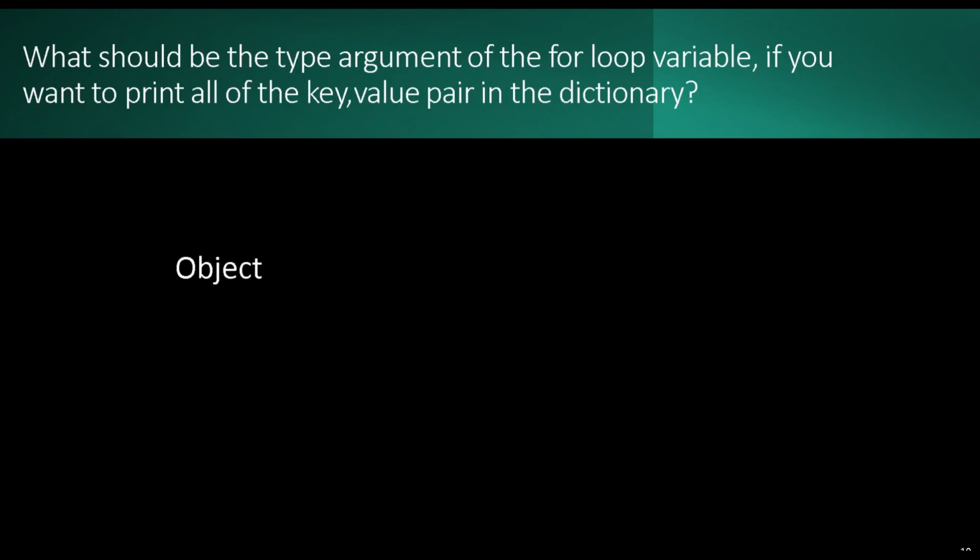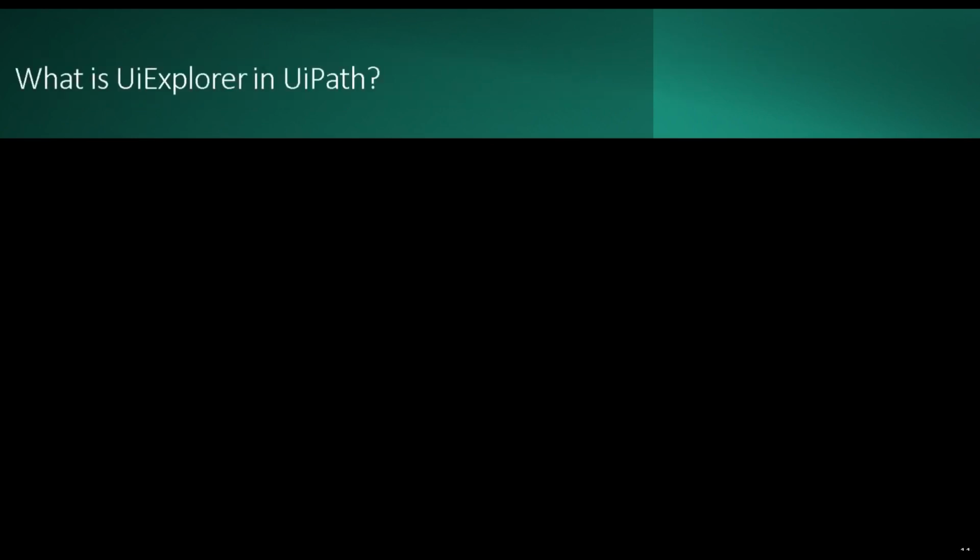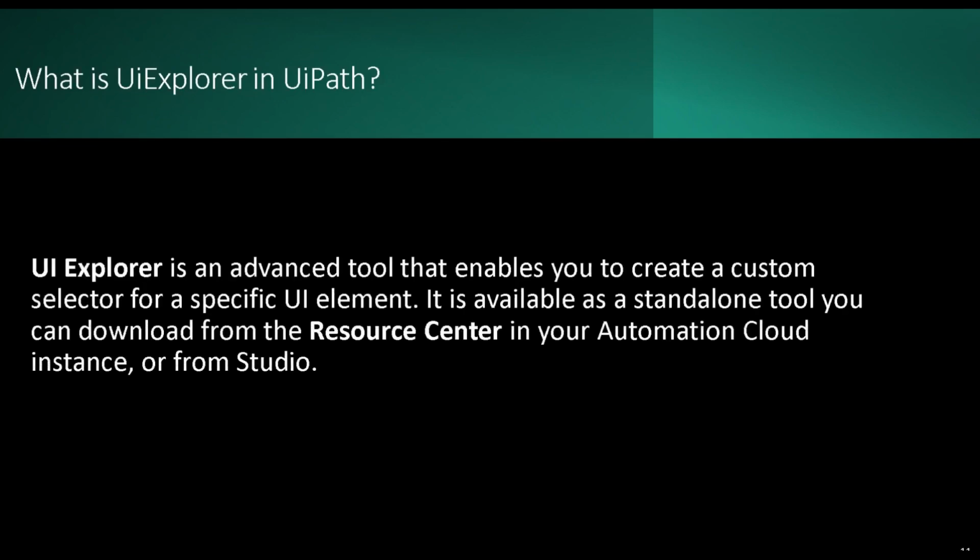Okay, so let's go on. What is UI Explorer in UiPath? UI Explorer is an advanced tool that enables you to create a custom selector for a specific UI element. It is available as a standalone tool you can download from the resource center in your Automation Cloud instance or from Studio. Okay, so this UI Explorer is a tool which helps you to inspect different applications to find out the selectors for your automation.